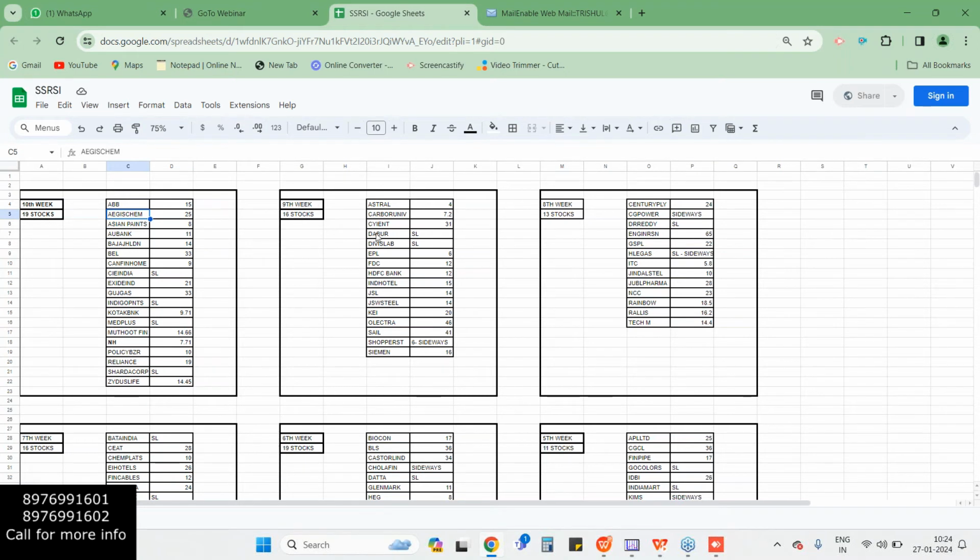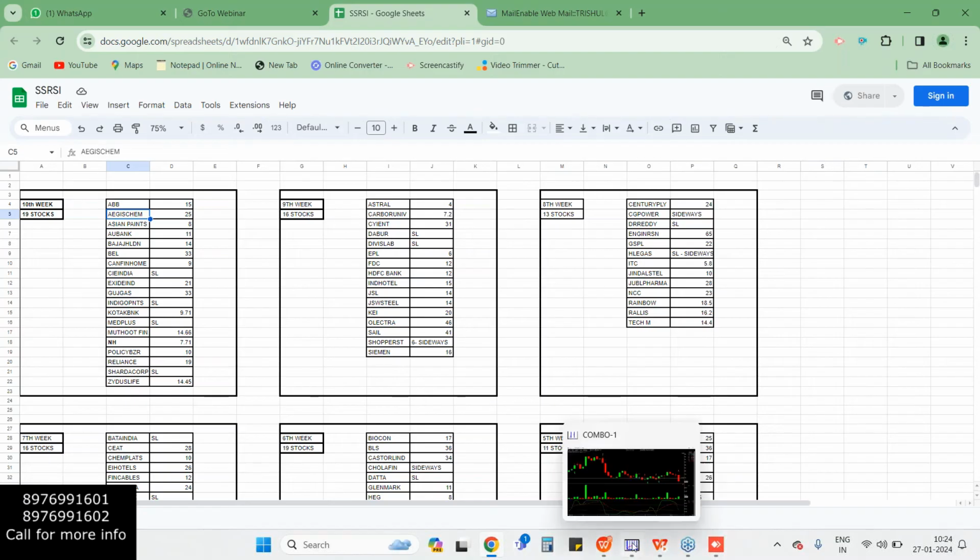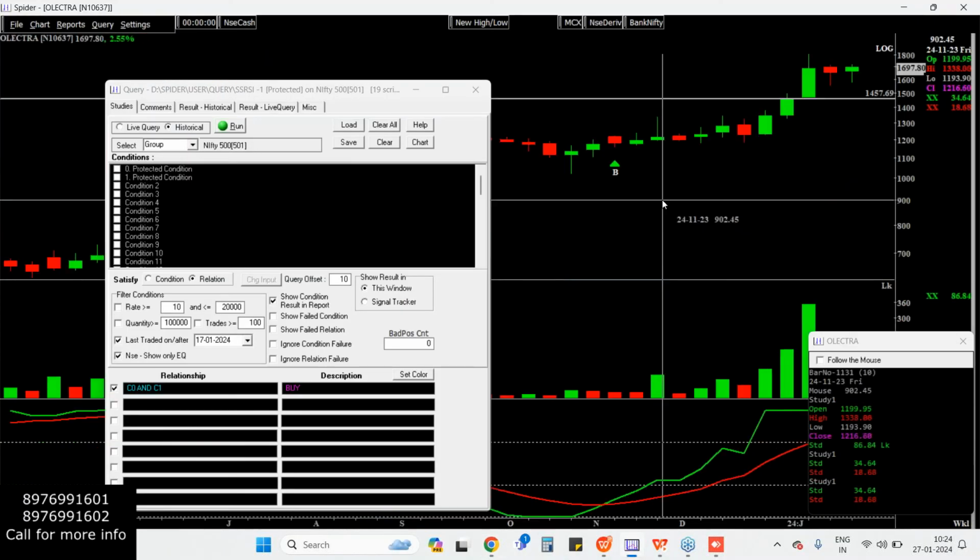In the 9th week, we got 16 stocks, and as you can see, we got 2 stop losses, and one was sideways. It still has given 6%. Other than that, 16%, 41%, 46%. Electra, if you check, we already have checked. If you check Electra, we got a buy indication over here in the weekly candle.